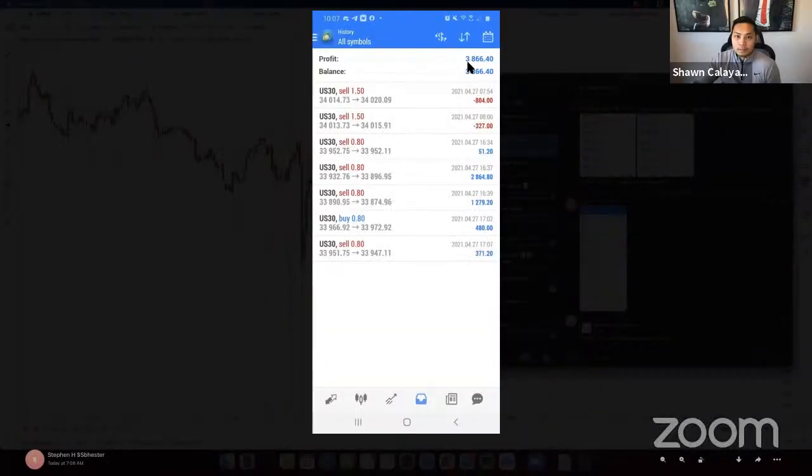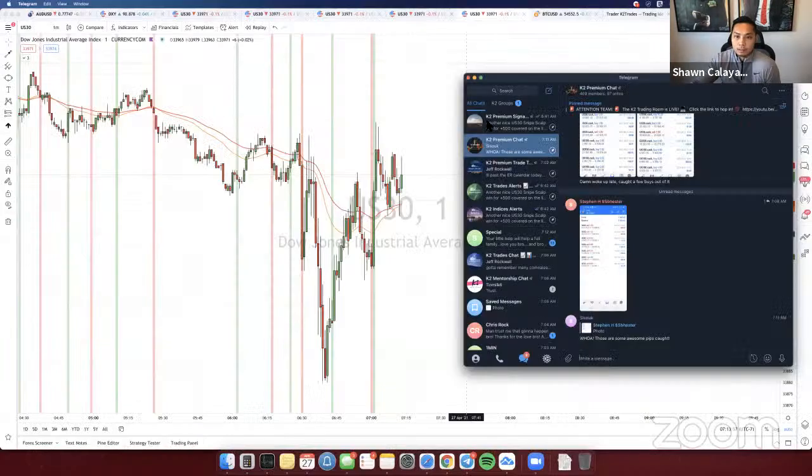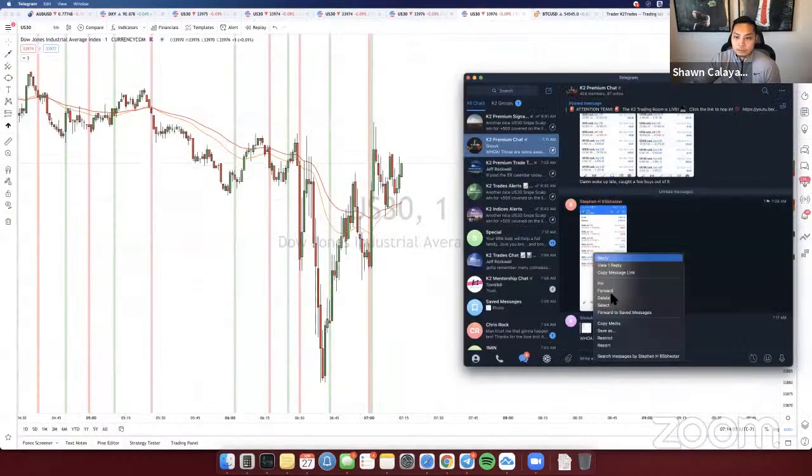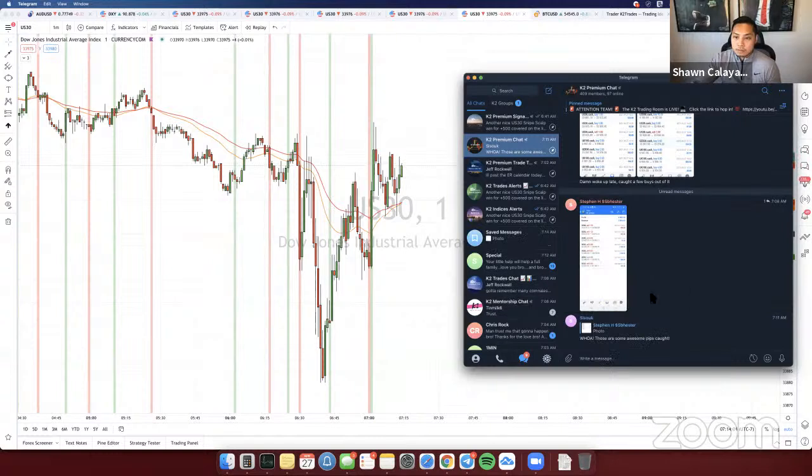Nice. Steven over here locking 3,866. He had a couple losses right there, but he made pretty much all of it back off the other trades that we took this morning. So nice work, Steven. Nice work to everybody over here.